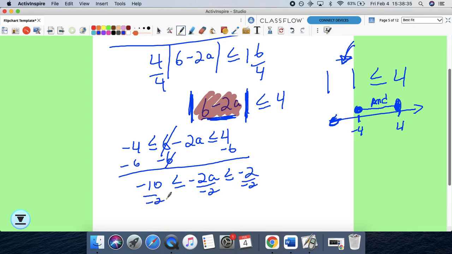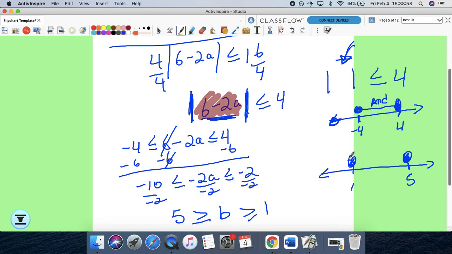And because we're dividing by a negative number, guess what? Things will change. So that's going to be 5, which is greater than b, which is greater than 1. Okay, so our number here is going to be a number between 5, inclusive, and 1. All right, so I can pick any number between 1 and 5, including 1 and 5, and plug it in here, and we'll get it true.